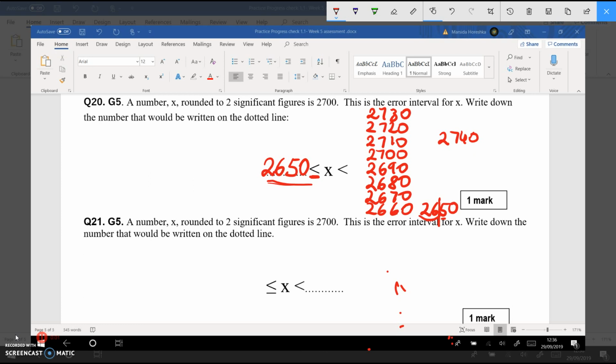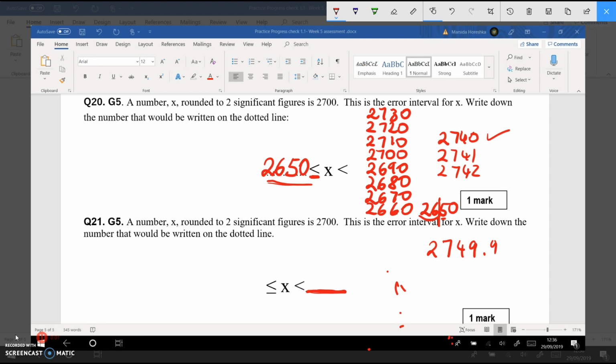And now looking at question number 21, it's asking us for the value that would go here. So it's basically the highest possible value. Now we've got 2,740, which is included, but this could continue. We could have 2,741, 2,742, and so on. So it can continue to 2,749.9, for example. But we've got to come to a point or to a figure that is the ceiling.